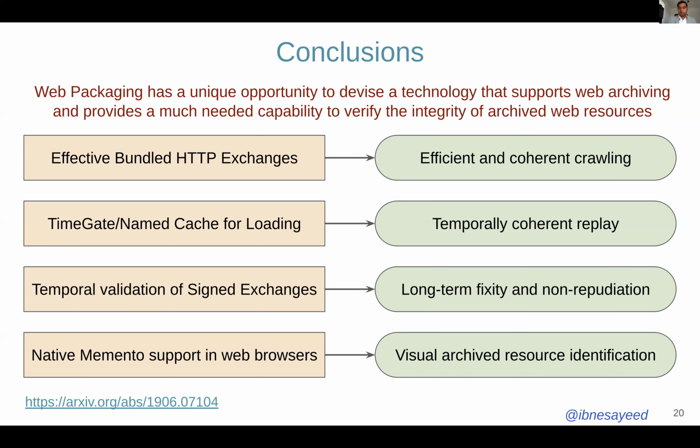Native Memento support in web browsers would allow visual archived resource identification. There is a lot of wish list here. Some of these things are already possible, and some we need to react to in order to take advantage of those.